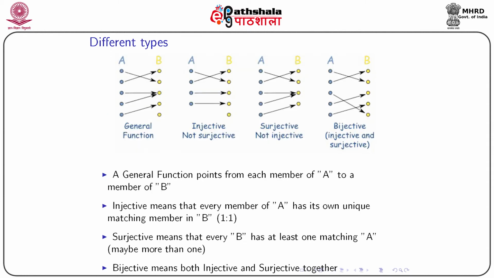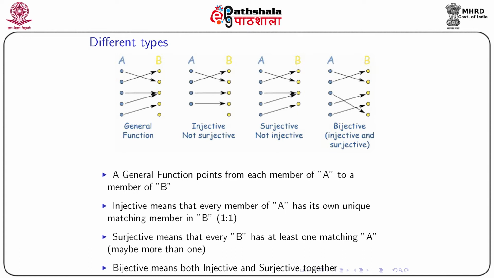Now we will try to figure out what sort of relationship or what different types of function exist. The first one we call a general function, where we have two sets A and B, and all the elements in A are denoted by the blue dots and all the elements in B are denoted by the yellow dots. The first one is a general function. It points from each member of A to a member of B. This is called a general function. We don't have any other restriction.